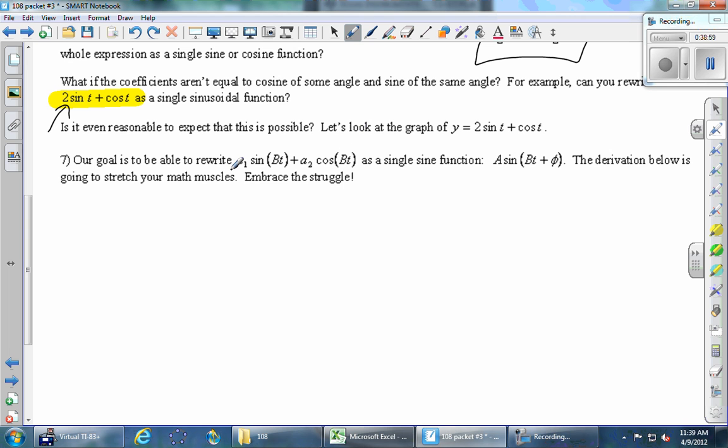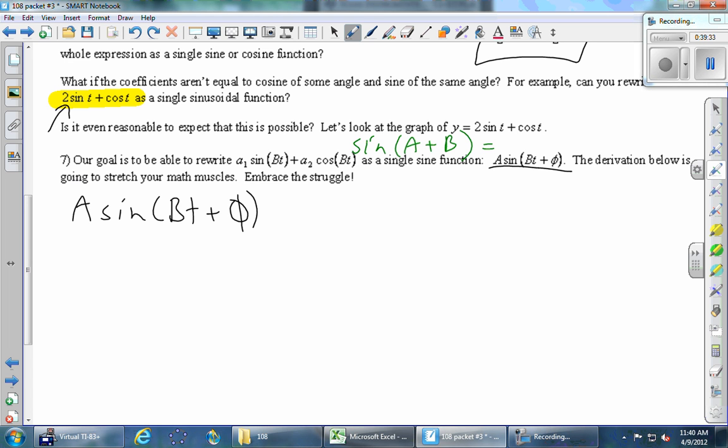Okay, so here's what we're going to do. Let's start with this thing: A sine of bt plus phi. We had a formula that we saw today that seems appropriate to use here. What was the formula? Didn't we have a sine of a plus b? There's a plus sign in the middle. That's a sine function. Seems like this is what I want. I'll put it here so we have it for reference.